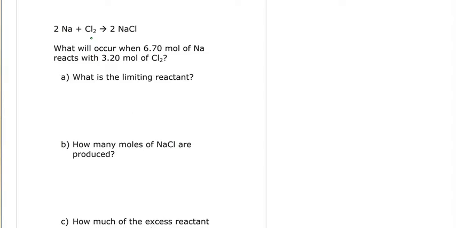Now let's say you're working in the lab and your job is to make salt. In the lab, you have on hand 6.7 moles of sodium and 3.20 moles of chlorine. We want to know, what is the limiting reactant? Well, first I'm going to write out my givens just as I've always done before: 6.70 moles of sodium and 3.20 moles of chlorine.